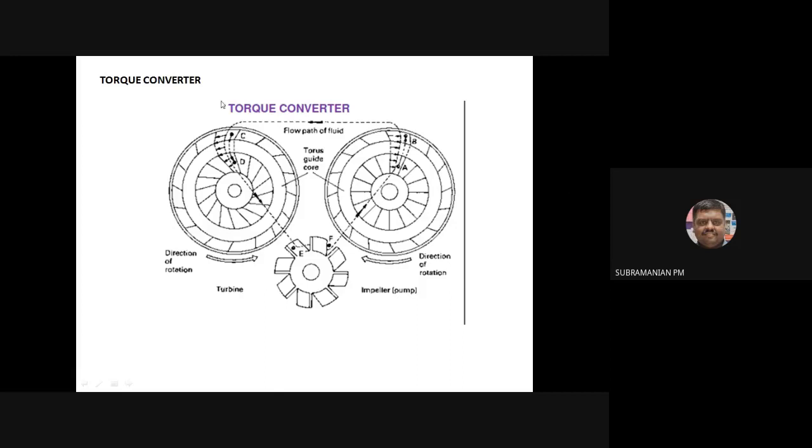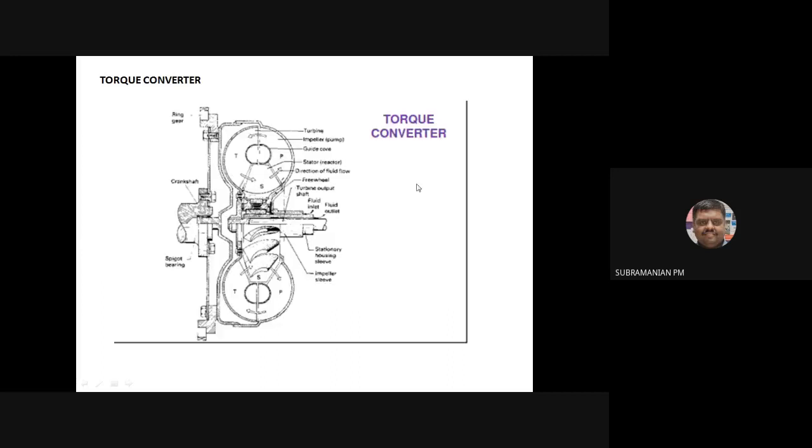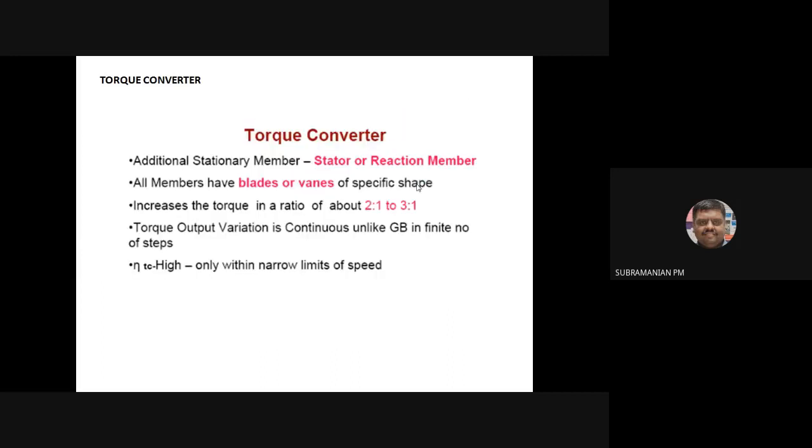And this sketch is very, very important for understanding the working of torque converter. You can see the fluid which is coming out of the turbine, striking here, and it is moving, touching the curvature of the blades of the stator. That is, it is leaving the stator at a point F, and then it is striking the impeller in the direction of rotation of impeller. It will assist the impeller rotation.